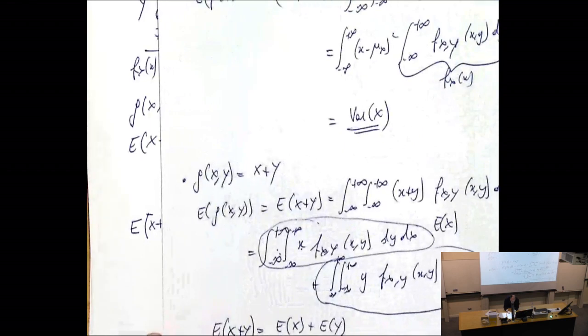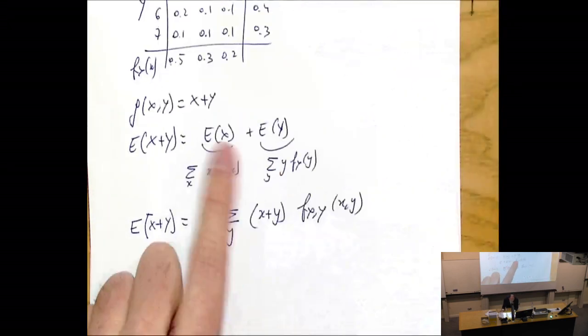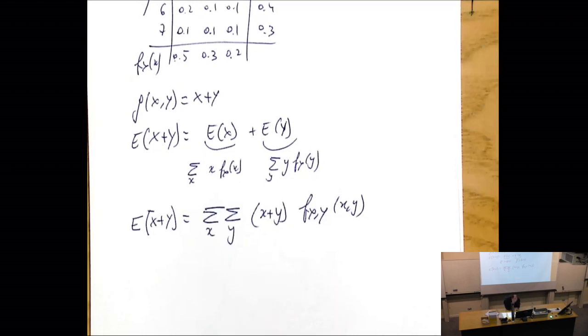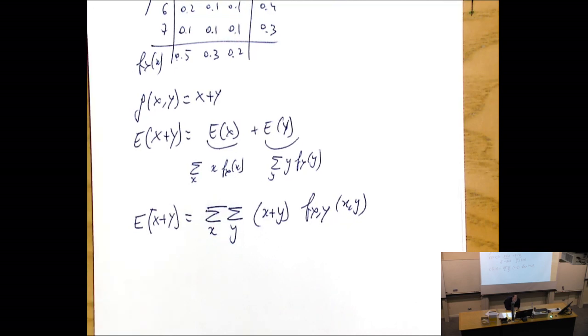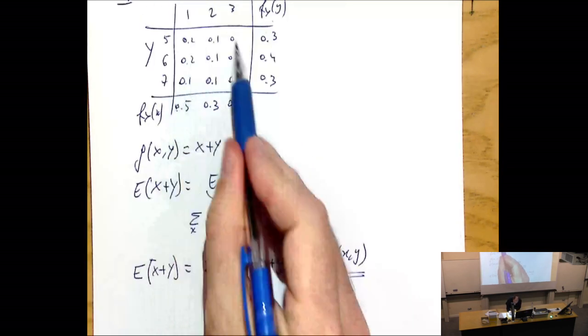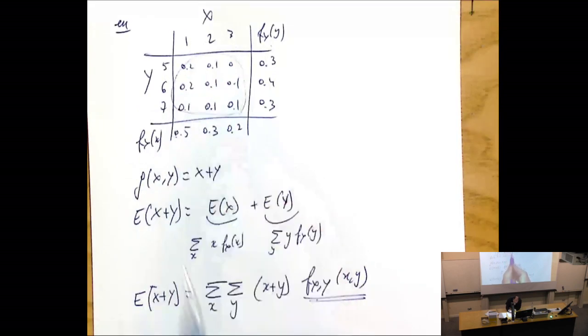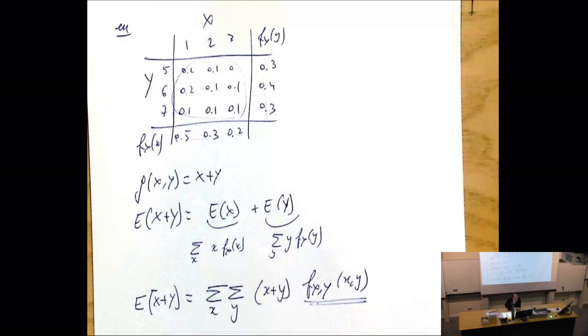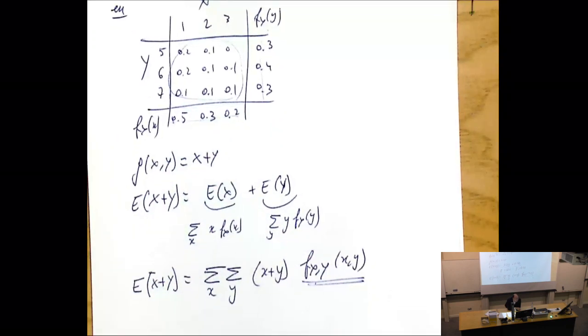But I can say that actually this is also the same as E of x plus E of y, so I could compute it just by computing E of x and E of y. So those are two different ways you can do this at home. You get obviously the same answer. In this case, you would use those values here in the middle of the table. If you do the other, you would use the marginals, those values here on the side. I'm sure you can all do this by now.